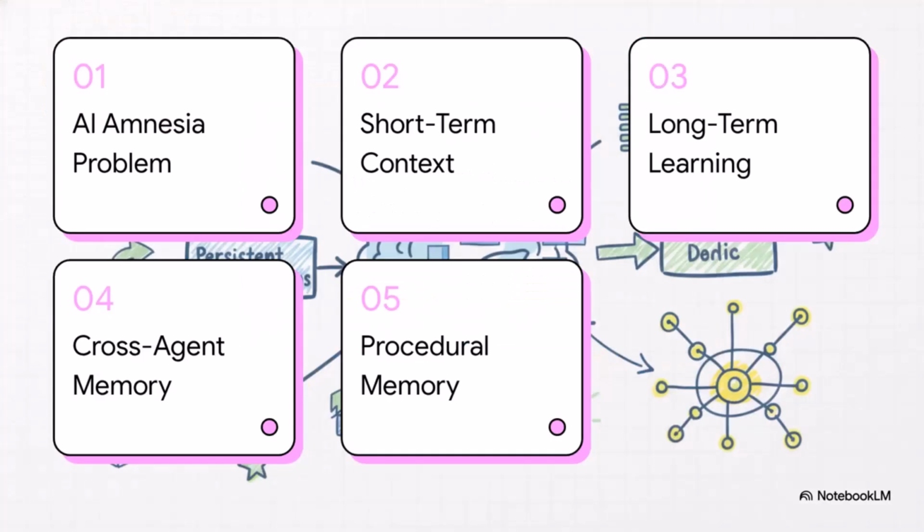So to fix this, we're going to build the ultimate agent from the ground up, basically using human cognition as our cheat sheet. We'll hit 5 key areas today. First, the core AI amnesia problem. Second, short-term agent context. Third, long-term learning and facts. Fourth, cross-agent memory sharing. And lastly, procedural memory and common pitfalls.